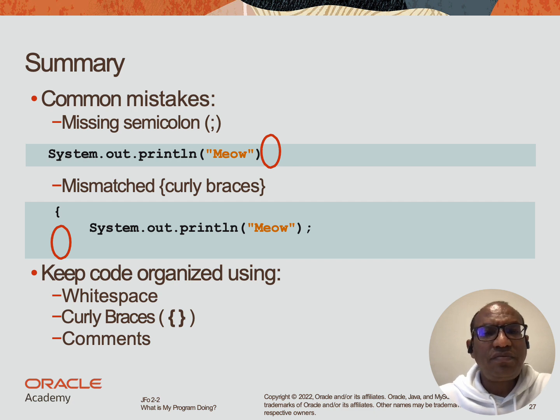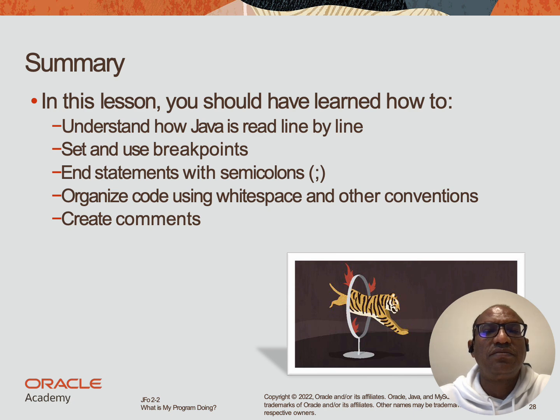In summary, use white space, curly braces, and comments to organize your code. And watch out for missing semicolons or mismatched braces. You've just learned the essentials of how Java reads code, how to use breakpoints, how important semicolons are, and how to use comments and white space effectively.